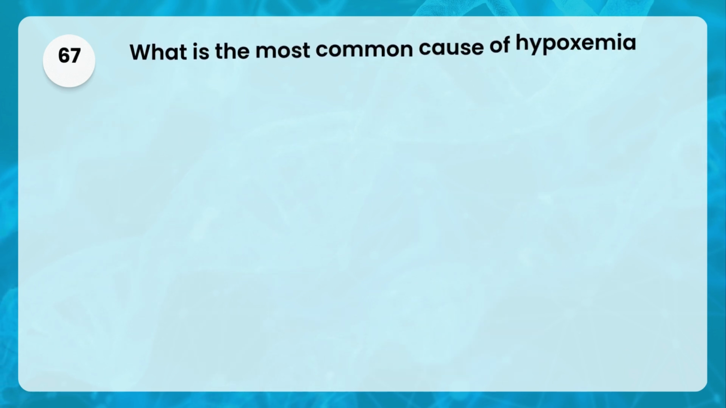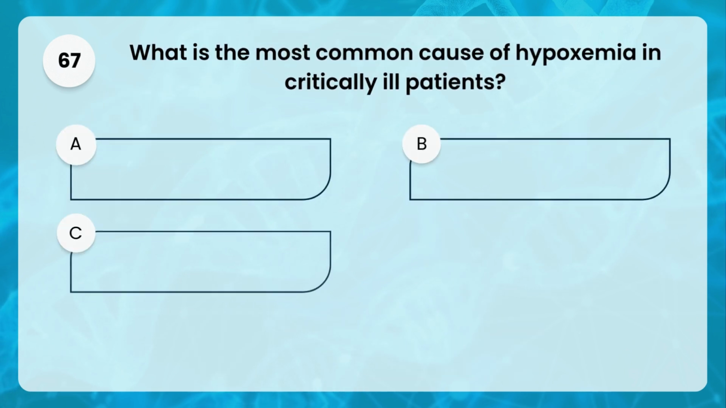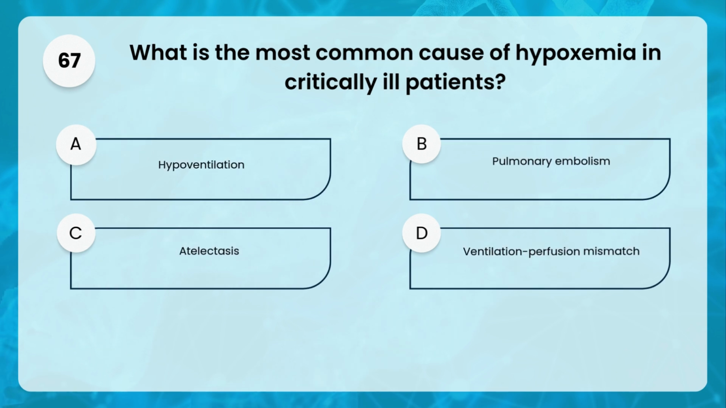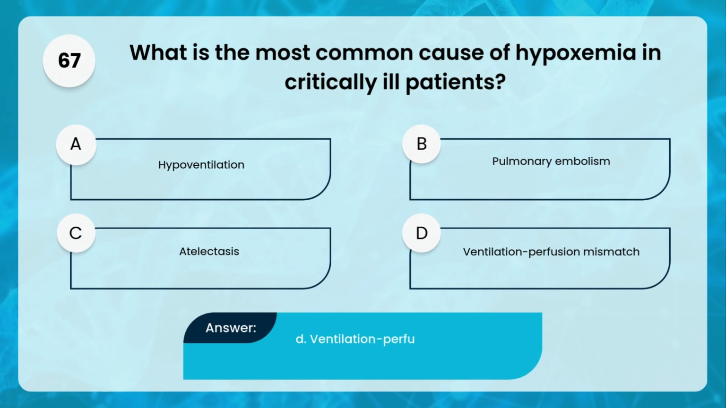Number 67. What is the most common cause of hypoxia in critically ill patients? A. Hypoventilation. B. Pulmonary embolism. C. Atelectasis. Or D. Ventilation perfusion mismatch? The answer is D. Ventilation perfusion mismatch.